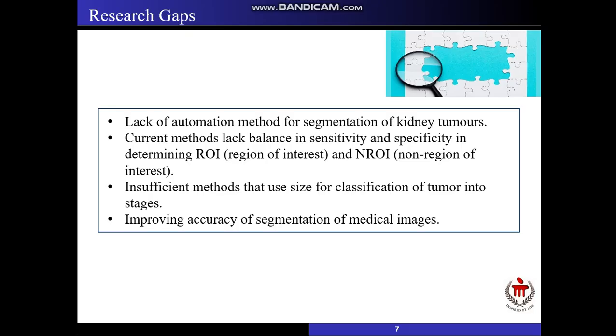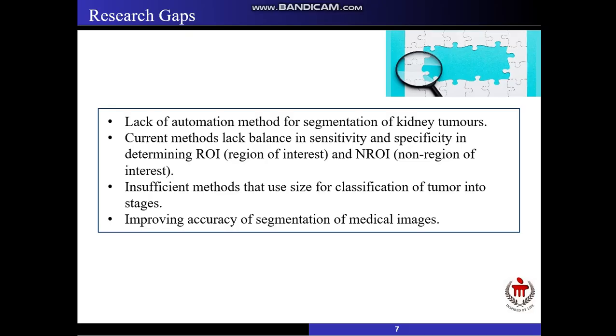So when I talk about sensitivity, it usually indicates that if I want to identify the accurate area of interest, that's where I'm going to categorize sensitivity as an evaluation metric. And accurately classifying the non-ROI region is the specificity.